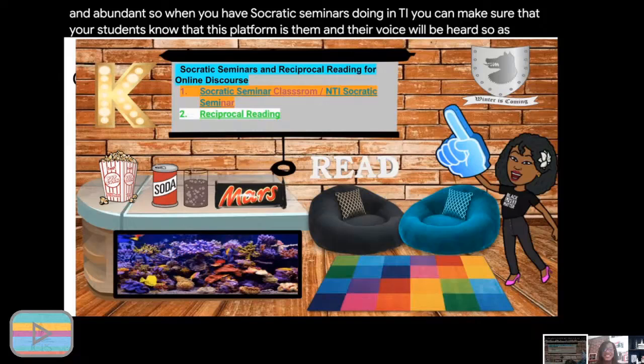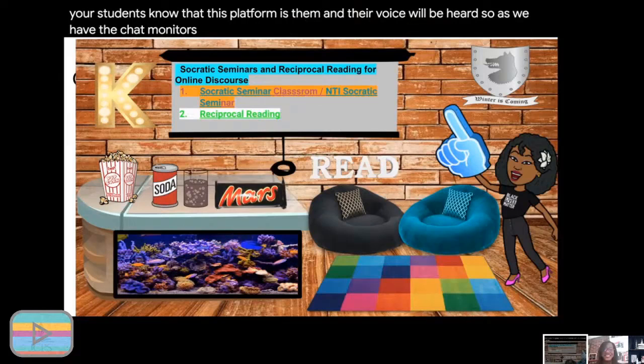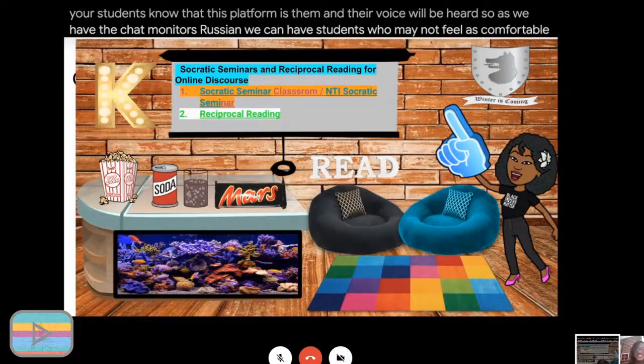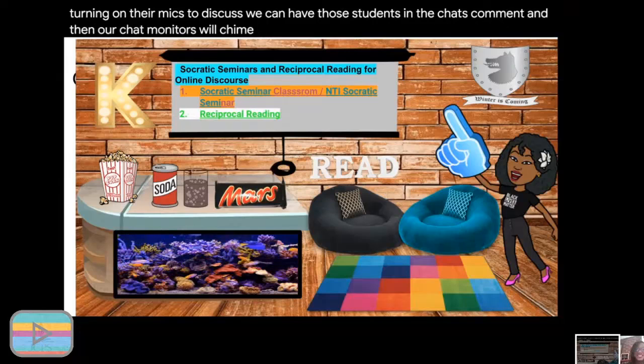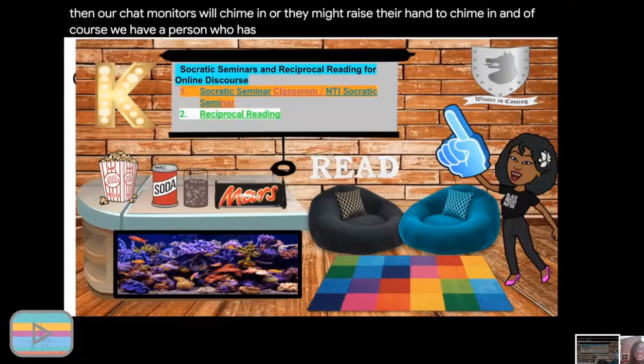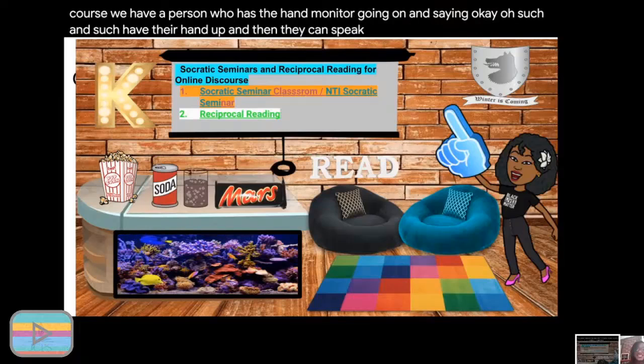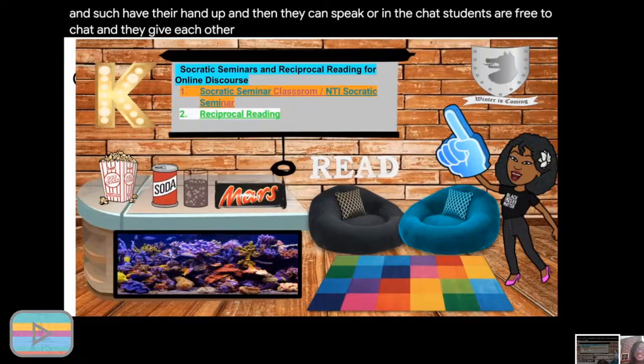So as we have the chat monitors monitoring our chat through the discussion, we can have students who may not feel as comfortable turning on their mics to discuss. We can have those students comment in the chat, and then our chat monitors will chime in, or they might raise their hand to chime in. And of course, we have a person who has the hand monitor going on and saying, okay, such and such have their hand up, and then they can speak. Or in the chat, students are free to chat and they give each other a respectful space to communicate. So that's the Socratic seminar during NTI.